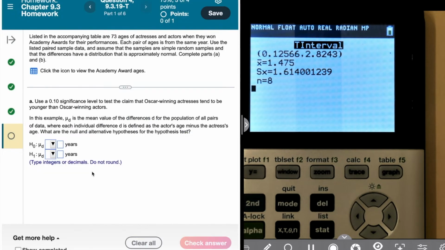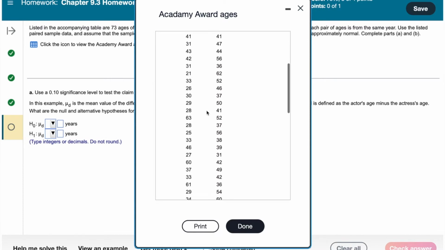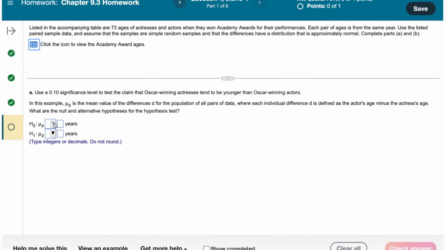Cool. All right, we've got one more here that we're going to run through, and this time we're just going to show you again how you can use StatCrunch, because, well, no one wants to type that in by hand. All right. So first, we want to test the claim that actresses tend to be younger than the actors.